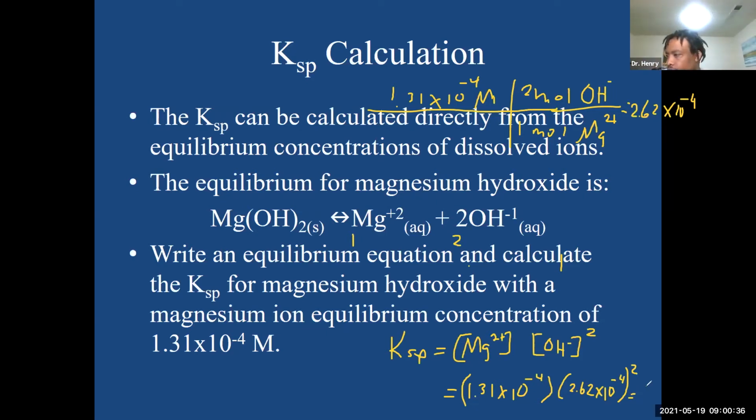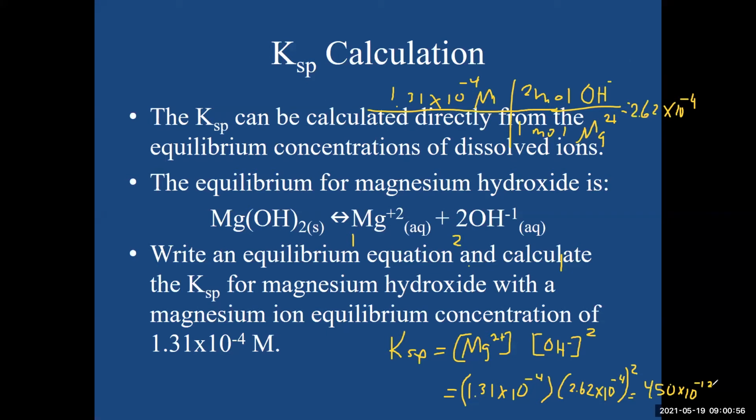So I get 4.50 times 10 to the minus 12. Okay. Simple. So really, equilibrium is exactly the same thing, right? Now you're just working with a specific case. This is just dealing with solubility. That's it.